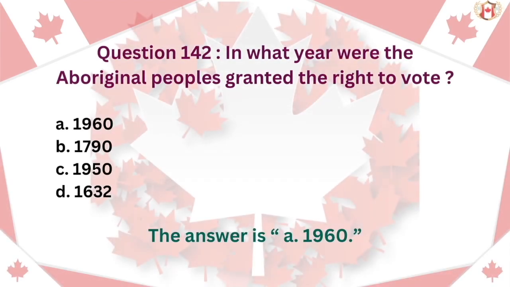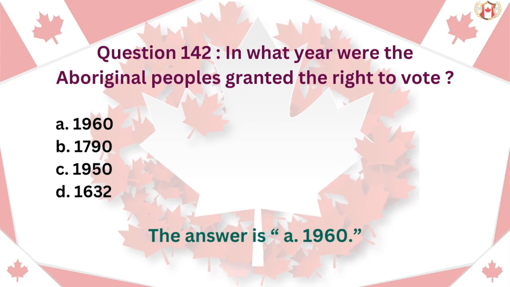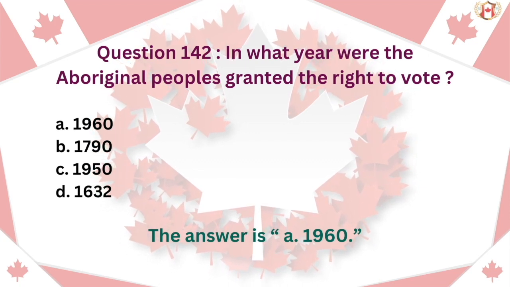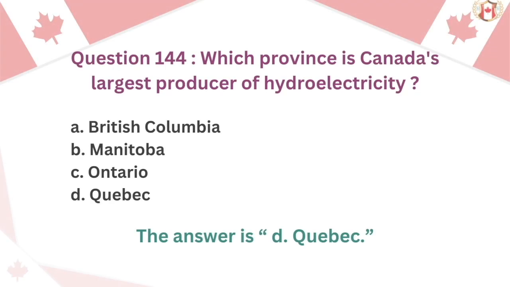Question 142. In what year were the Aboriginal peoples granted the right to vote? A. 1960. B. 1790. C. 1950. D. 1632. The answer is A. 1960.